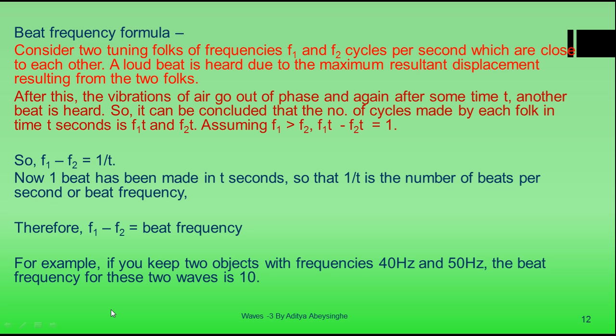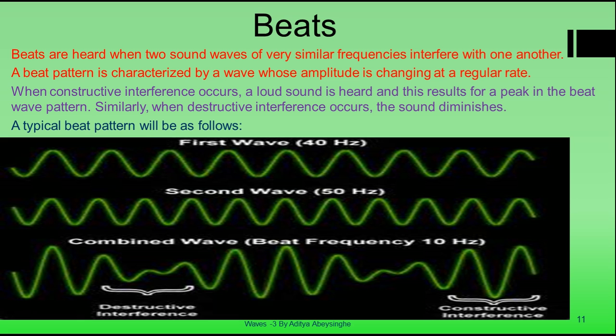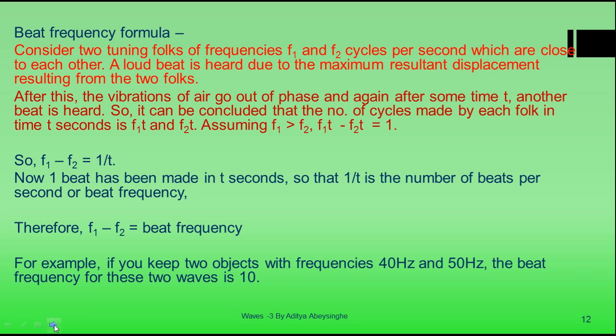Because there is one cycle that is being heard within a time interval of t with two frequencies f1 and f2. So f1 minus f2 is equal to 1 upon t. Now one beat has been made in t seconds, so 1 upon t is the number of beats per second, or the beat frequency. So the difference between these two frequencies amounts to the beat frequency. For example, if you keep two objects of frequency 40 Hz and 50 Hz here, as you saw, you can say that the beat frequency is 10 Hz.